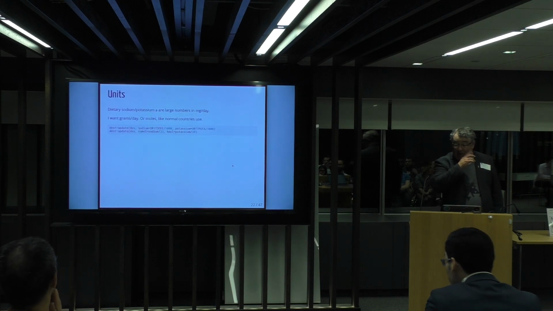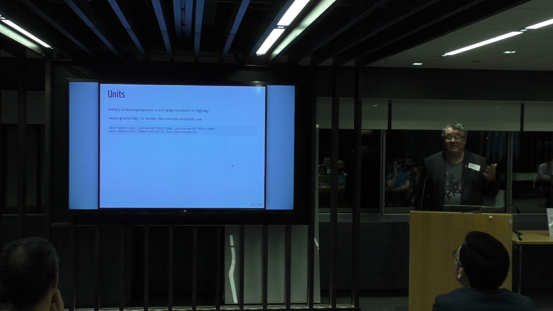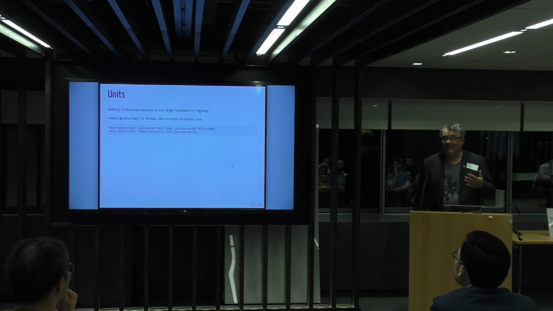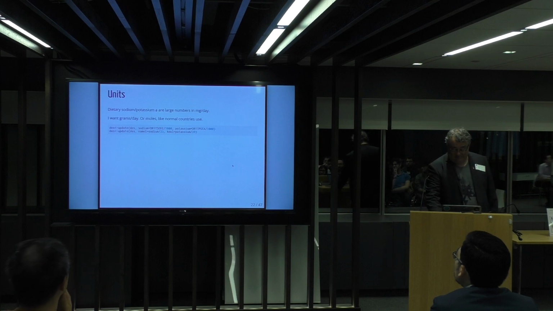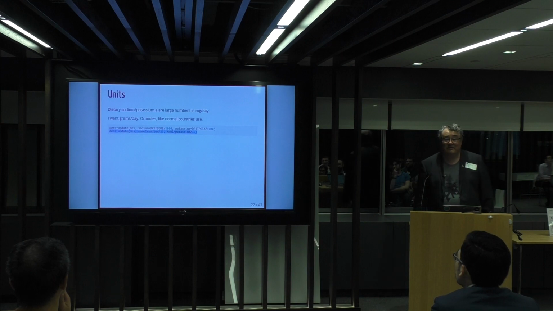Then a few minor data things. The dietary sodium and potassium are big numbers in milligrams per day. I'm going to turn them into small numbers in grams per day. Also, if I were doing this in another country, I'd have them in moles or millimoles instead of grams, SI units. So that's the update function, which just adds variables to an existing object.